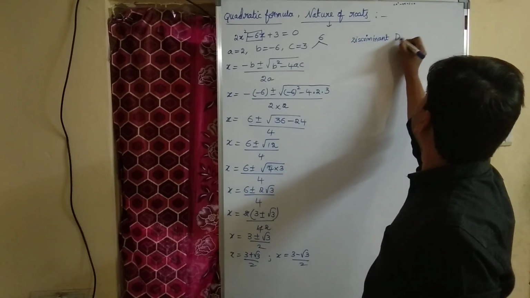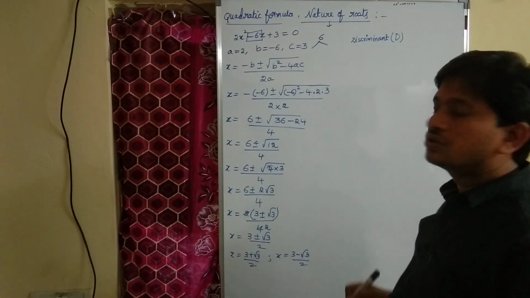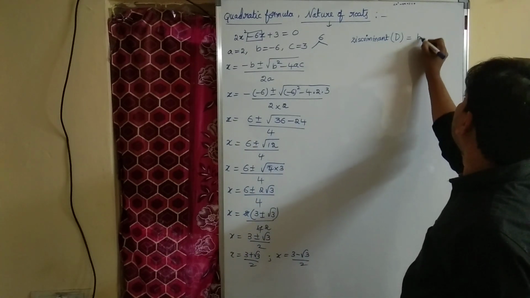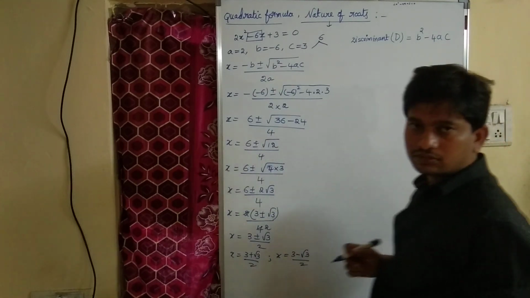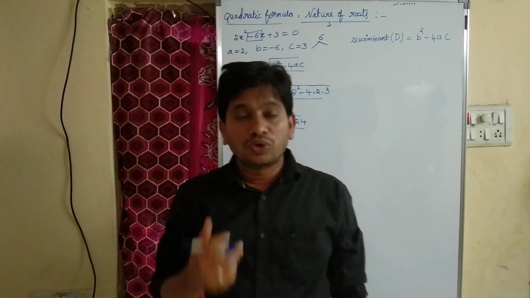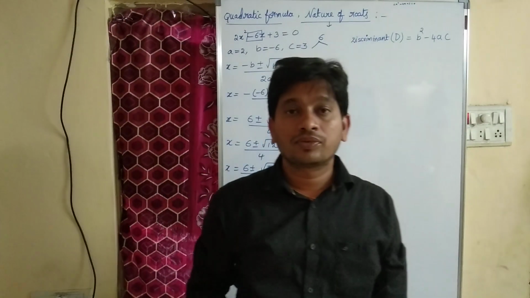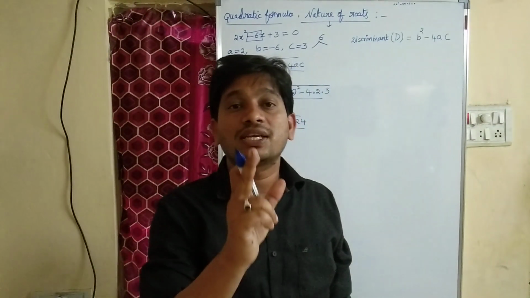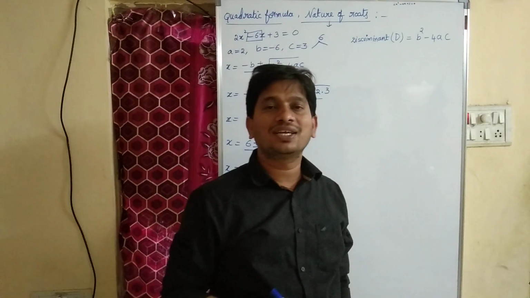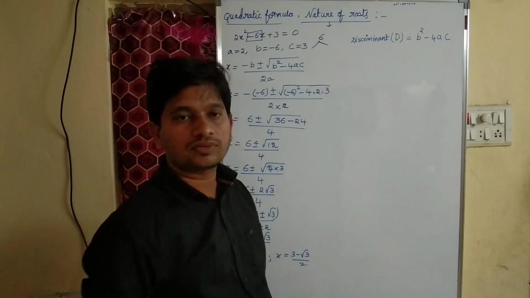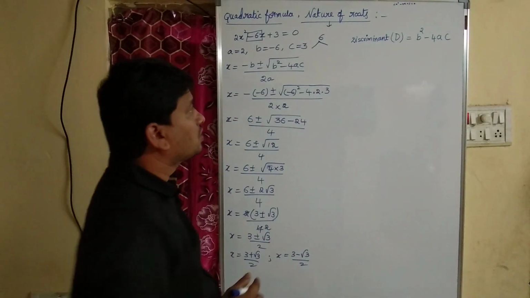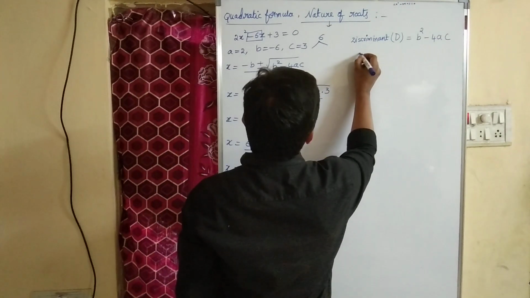That is going to be represented by the letter D. So what is the discriminant? Discriminant D equal to b square minus 4ac. So to know the nature of roots, we have to find the discriminant. What is the formula for the discriminant? Discriminant D equal to b square minus 4ac.